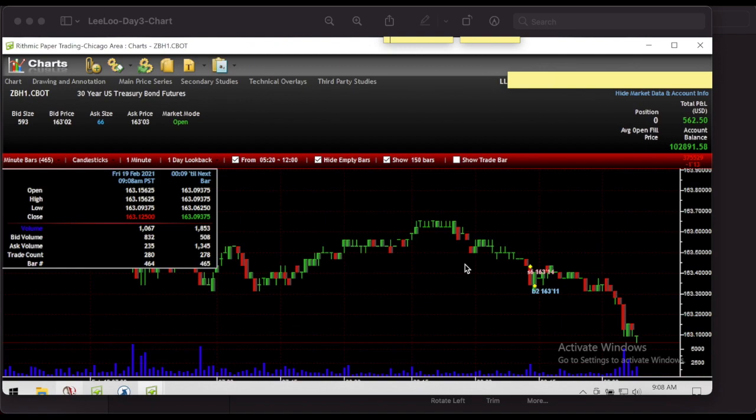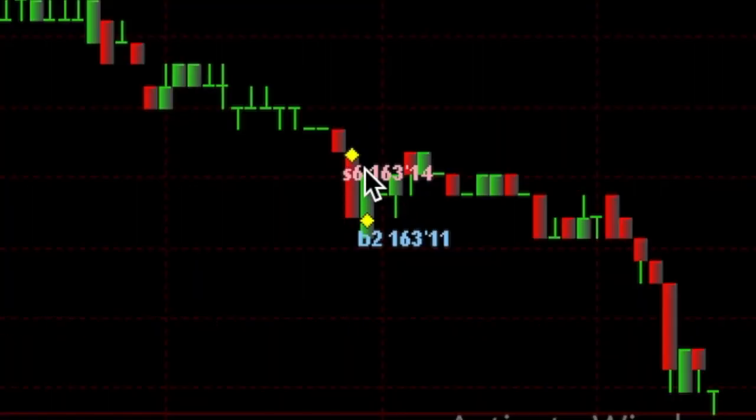So here's the chart from Rithmic. As you see, I did a screenshot a while later. So here you go. I went short right here. I'll zoom in on the video, and literally was out the next bar, and I'm going to show you in a sec the actual trade confirmations.